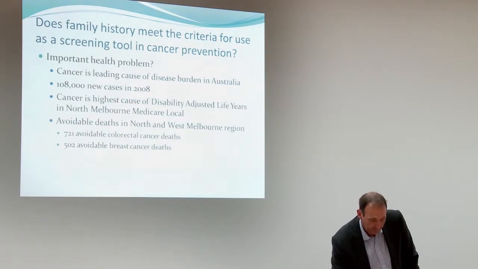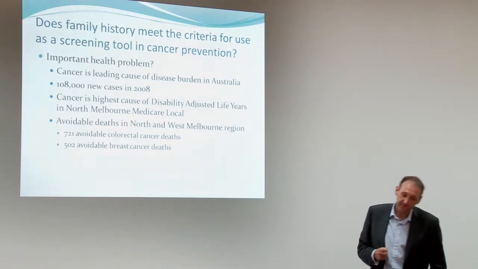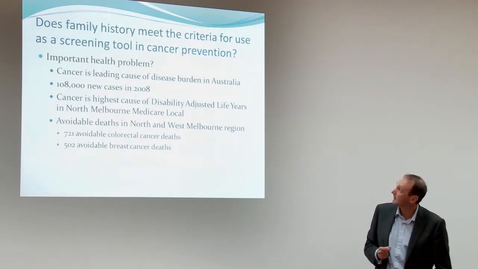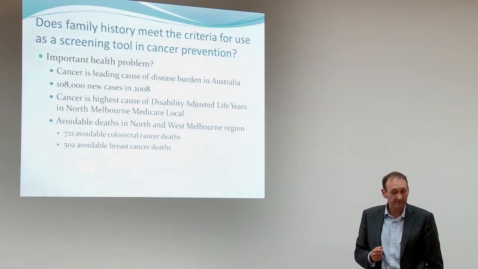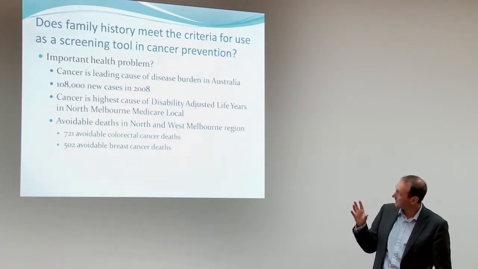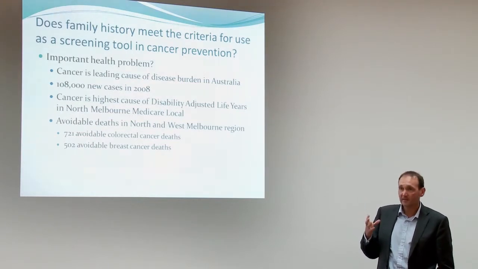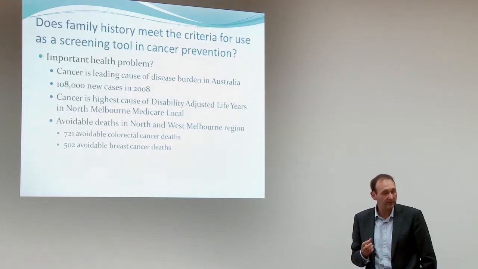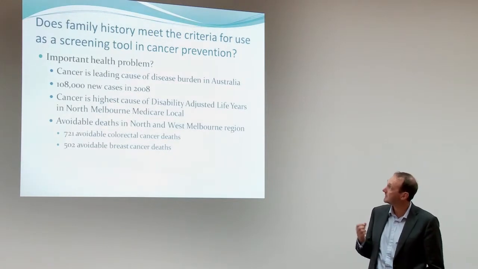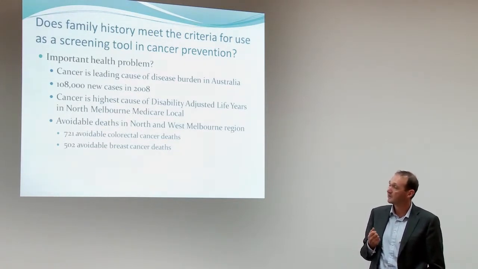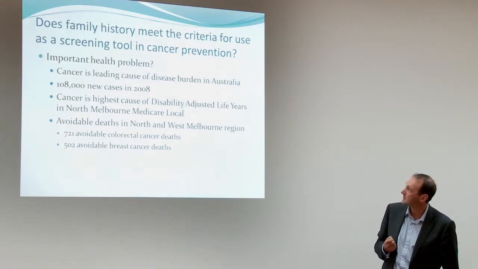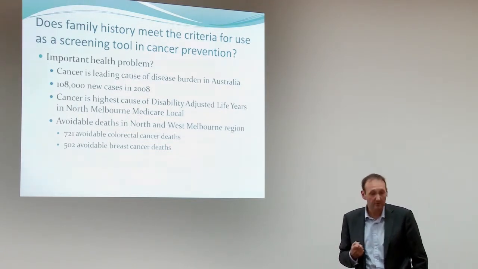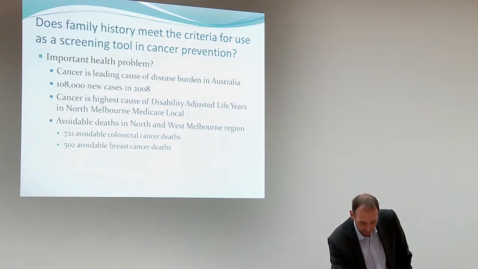Australia. If we look at more local data, within this Medicare local, it's now the highest cause of disability-adjusted life years. And then there's this other attempt to get a handle of the importance of prevention, that within the North and West Melbourne region, these are the estimates of avoidable cancer deaths. So 721 avoidable colorectal cancer deaths and 502 avoidable breast cancer deaths.